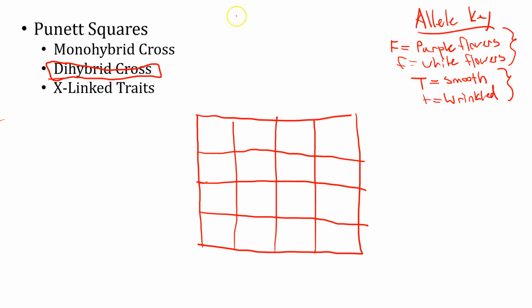Now let's consider a couple of things here. Let's consider plant A, and then we also have plant B. Let's say that plant A has the genotype big F, big T, little t, and let's say that plant B has little f, big T, little t.